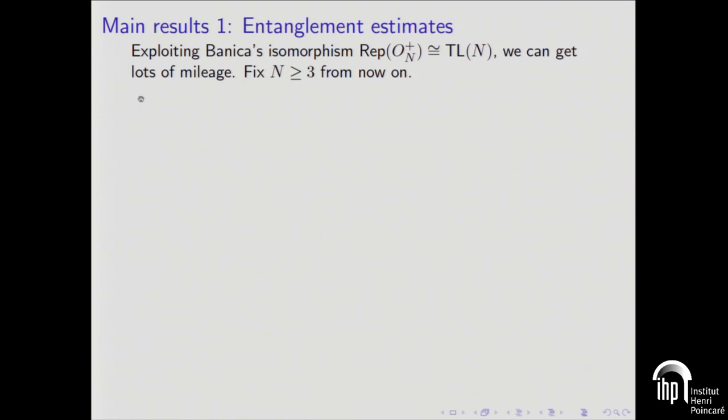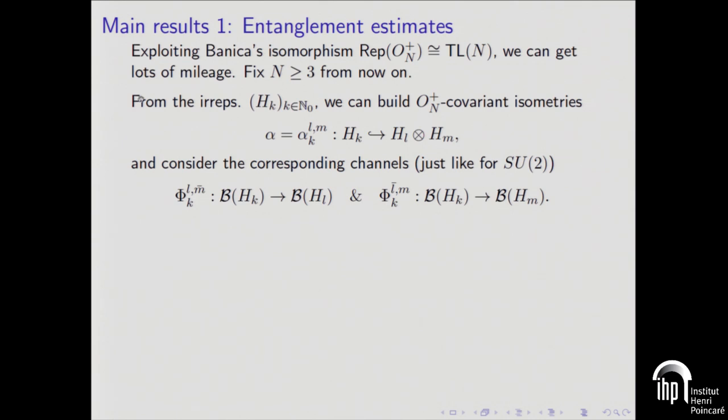So you can, first of all, do everything you did for SU2. You have natural ways using the Temperley-Lieb category to construct covariant isometries from these H_K spaces into these H_L tensor H_Ms. And you have the same quantum channels you had before. So you have the one on the left right here and the one on the right, which is its complement.